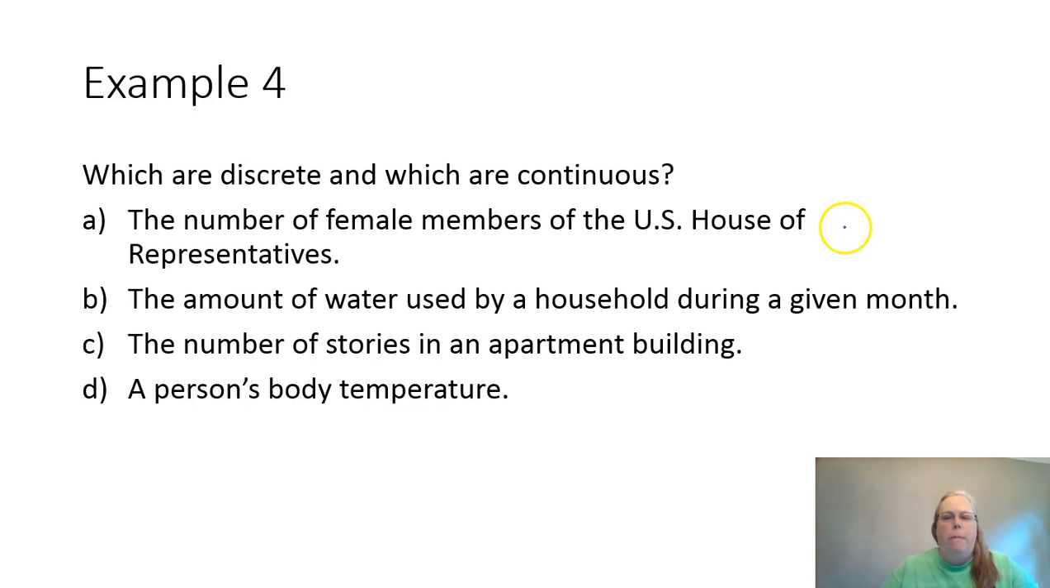Example 4. Which data are discrete and which are continuous? A, the number of female members of the U.S. House of Representatives. Since we can count each female representative in the U.S. House, these are considered to be discrete data.